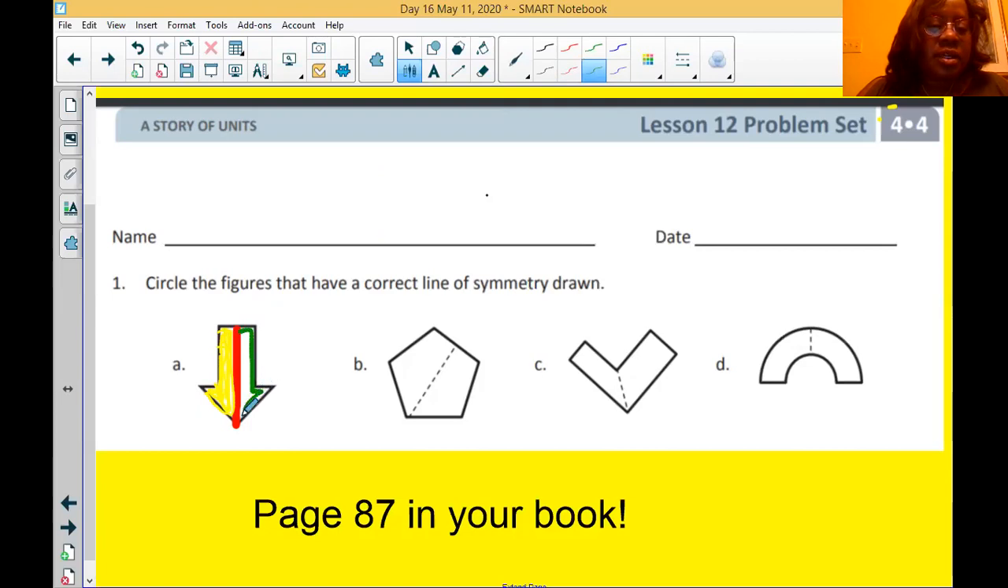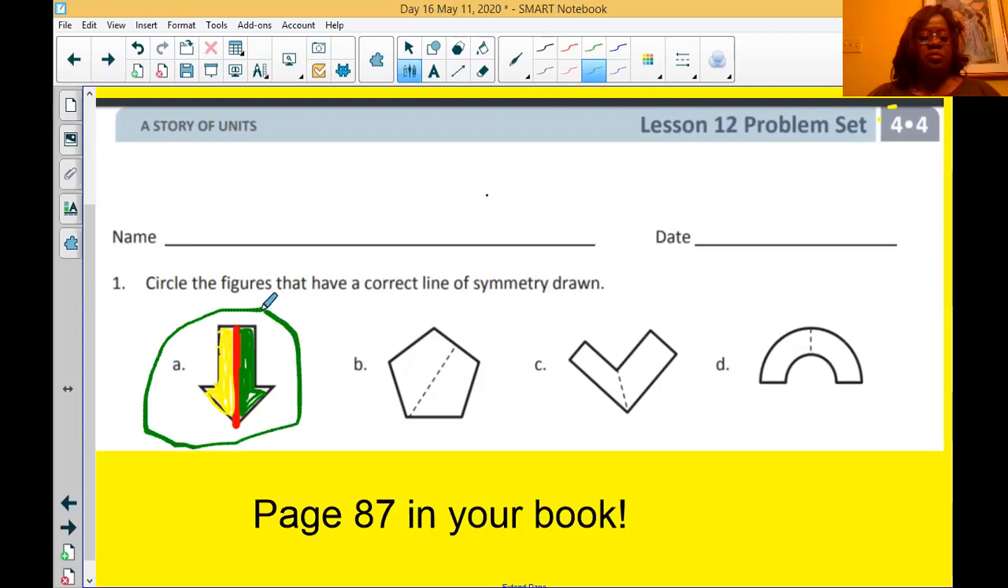So I'm going to try to shade one in yellow and the other one in green. And if you only have a pencil, that's fine. Okay, so when I shade them in, do they look exactly congruent? Yes. So one side looks exactly like the other side. So I am going to circle that figure because the line of symmetry has been drawn correctly. Okay, that's my 1A, the one to do.